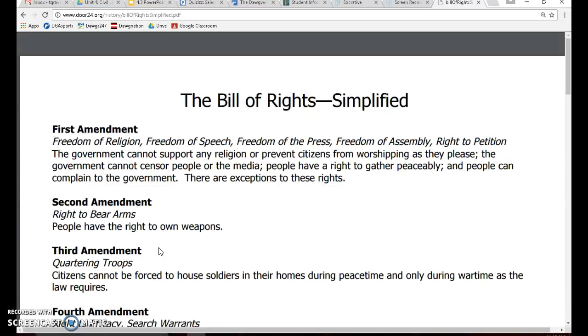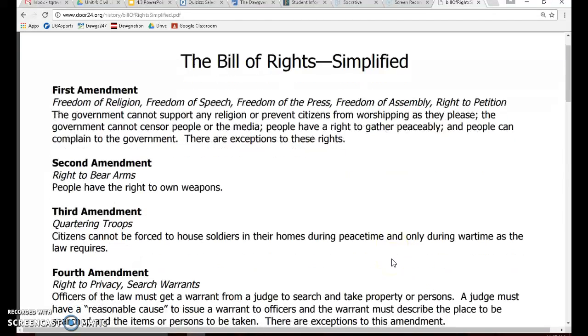Well, since they were very angry about that whole deal, they decided to include an amendment in the Bill of Rights, the Third Amendment, that outlawed the quartering of troops. So citizens cannot be forced to house soldiers in their homes during peacetime. Now, there's a limit here. During wartime, if a law is passed that says the United States can quarter troops in your home, then it's allowed. But if it's during peacetime when there's no war going on, they can't do it.